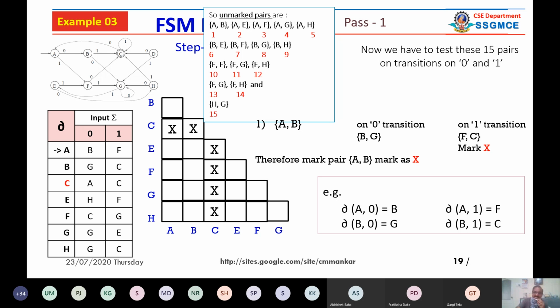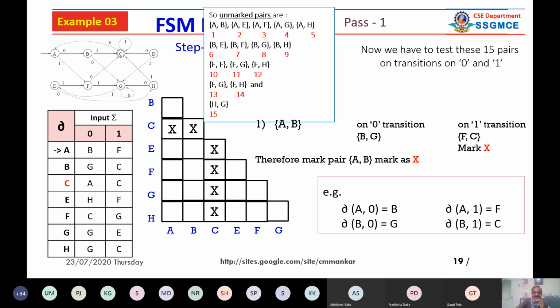So the first pair is AB. We want to check whether to mark it cross or not. So what is happening? On 0 transition it is going to BG. BG in partition 0 is on the left side, right? And F means left side, and C is on the right side. That's why it is distinguishable. So we mark FC as a cross. So due to FC, we are marking AB as a cross. So therefore, we mark pair AB as cross. Let us say this is pass 1.